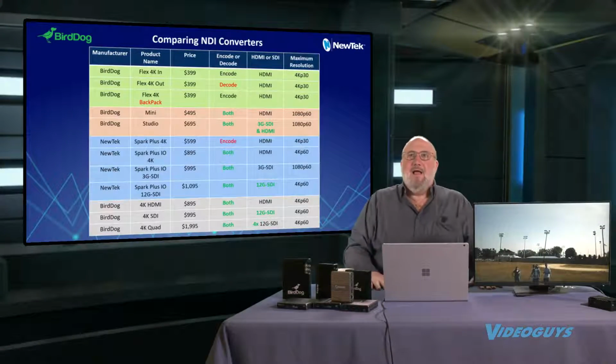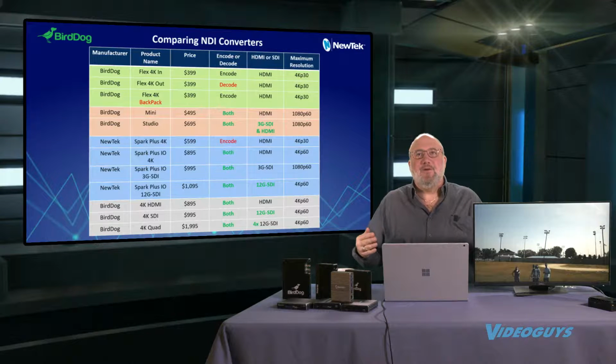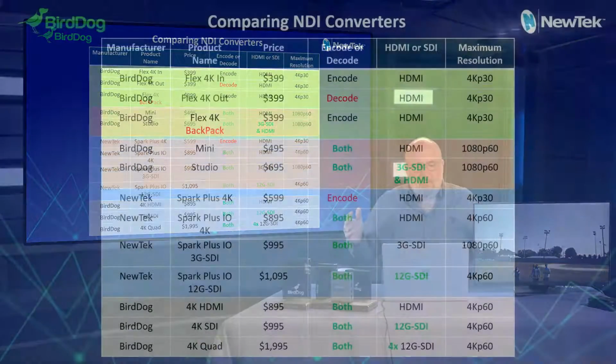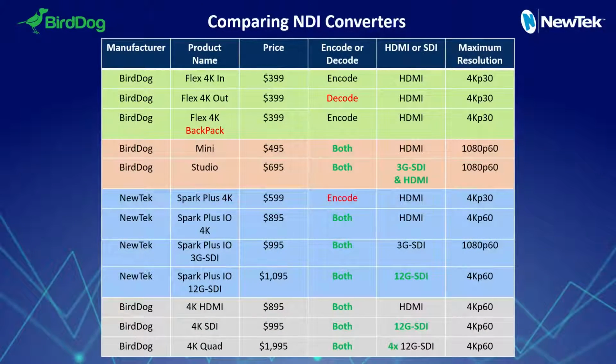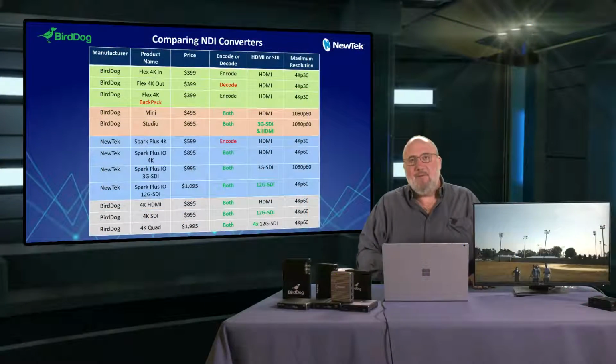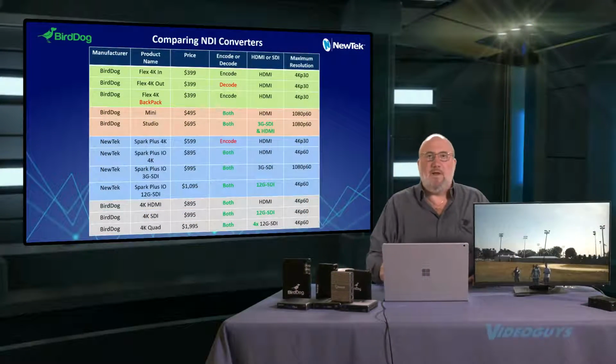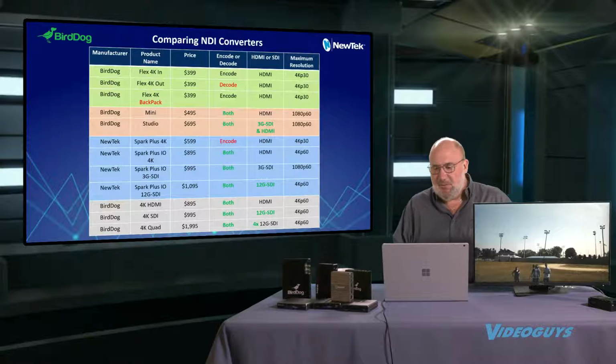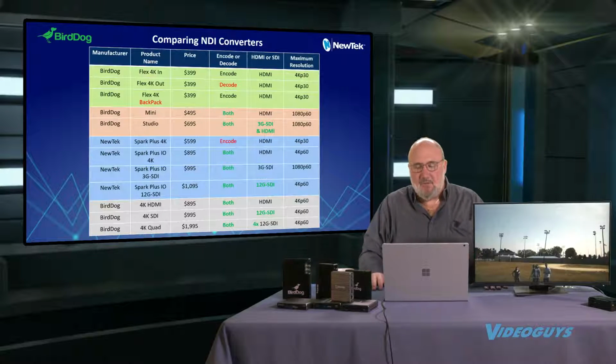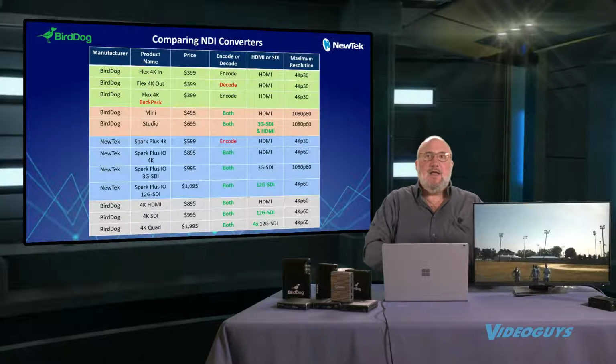All right. Last week when we did our show on encoders, we put up a little comparison chart. So we've got a comparison chart over here. I'm not going to go through each item, but I'm going to bring up the column. So we're going to full screen. We've got the manufacturer. We've got the product name. We've got your price points. We've got whether they do encode, decode, or both. Are they HDMI or SDI or both? And if it's SDI, is it 3G or 12G? And then we have the maximum resolution. Now remember, anything that's 4K is going to support the HD resolutions as well. And you'll see some of these things are actually 4K P60. Now the color coding here is to go back in the show.